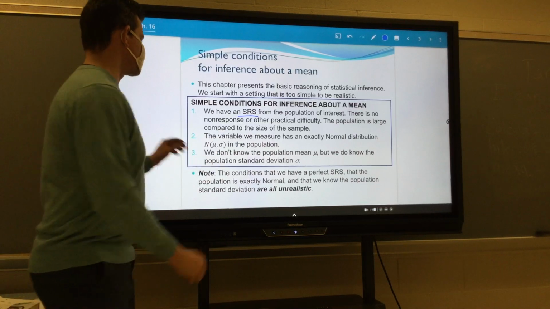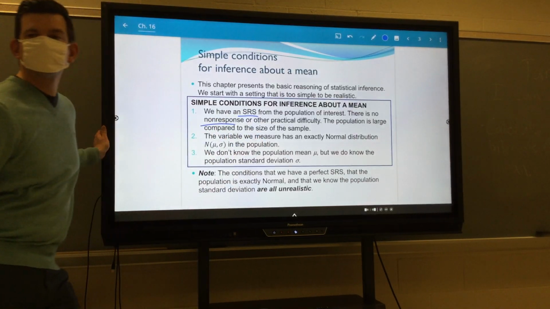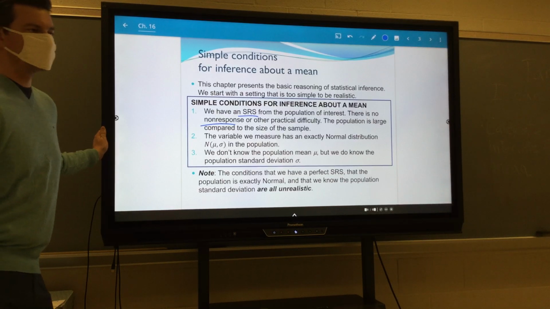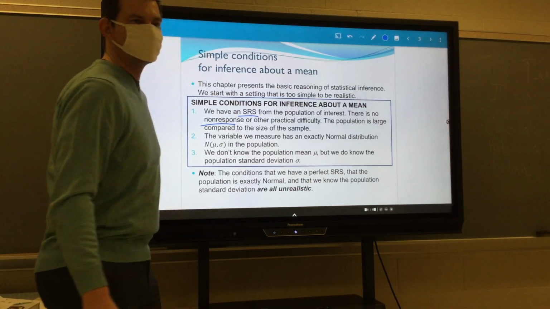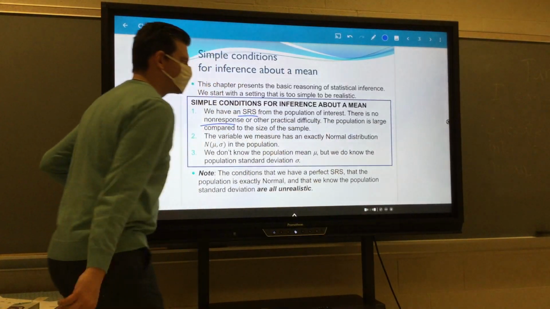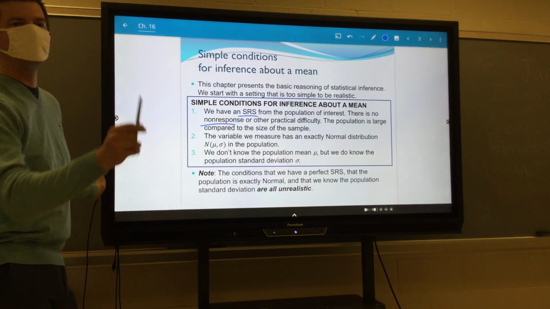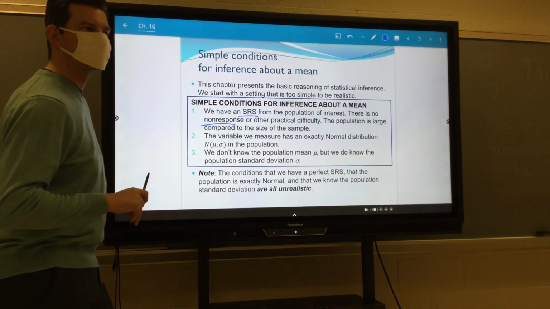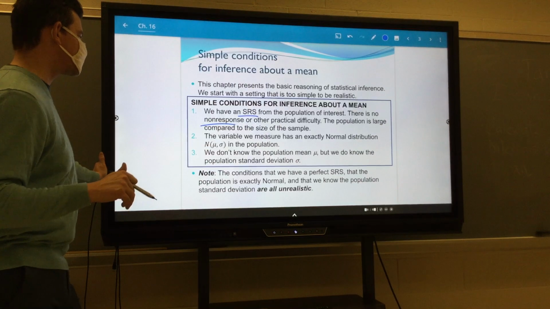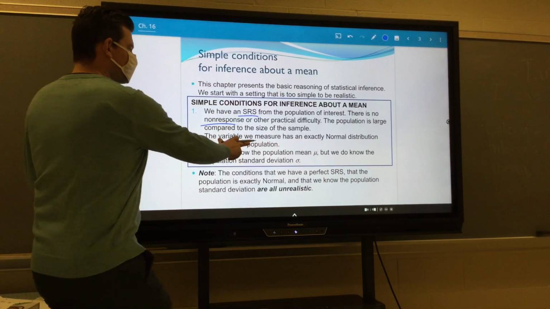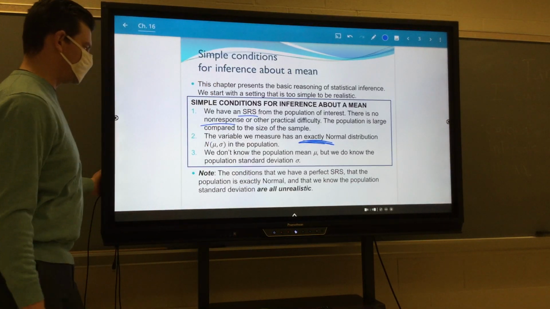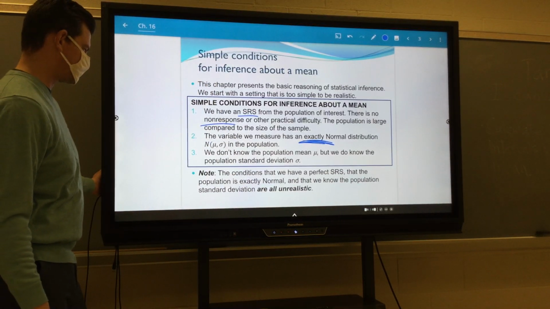Secondly, there is no non-response. Come on, like, you know people like to give you a hard time. They don't want to participate in surveys that you conduct. That's not really practical, or any other practical difficulty. That you get a perfect sample. Everybody who you say should be in your random sample agrees to participate, and they give you nice results where the variable that we measure has an exact normal distribution in that population.